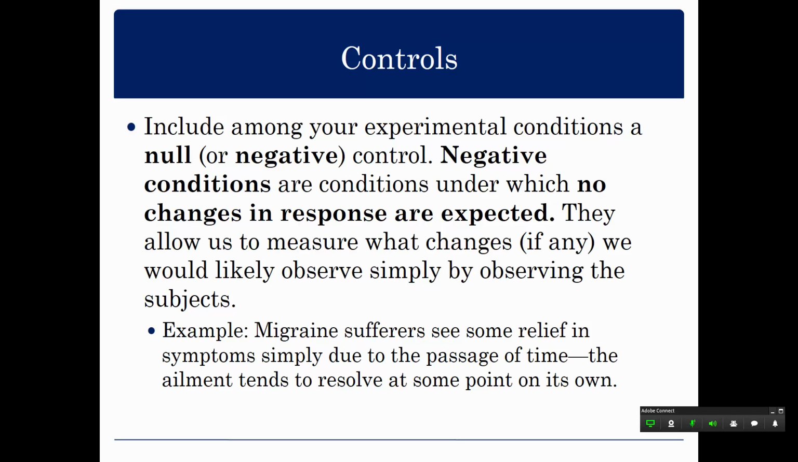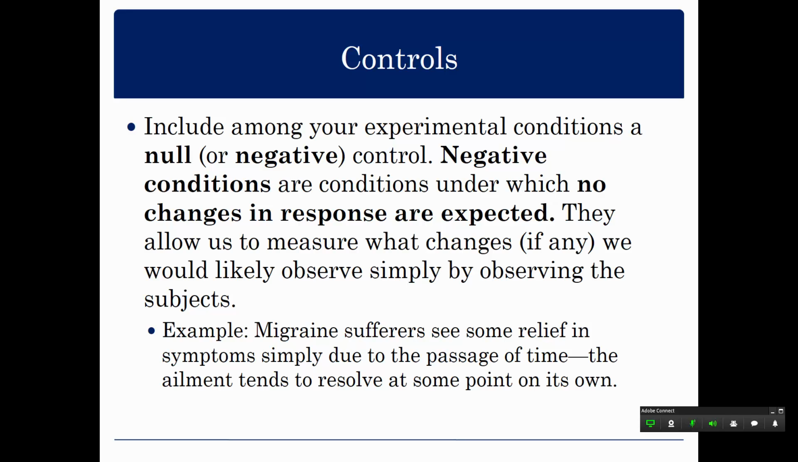Control groups are another strategy we employ in design to minimize the impact of bias. The way it minimizes the impact of bias is it allows us to actually measure different kinds of biases. So one type of control, which you don't see that often because it may have ethical implications, is called a negative control or an untreated control. Sometimes it's called a null control. If you include a negative or an untreated control, that group of subjects would allow you to measure what changes in a patient's outcome are likely simply by observing them.